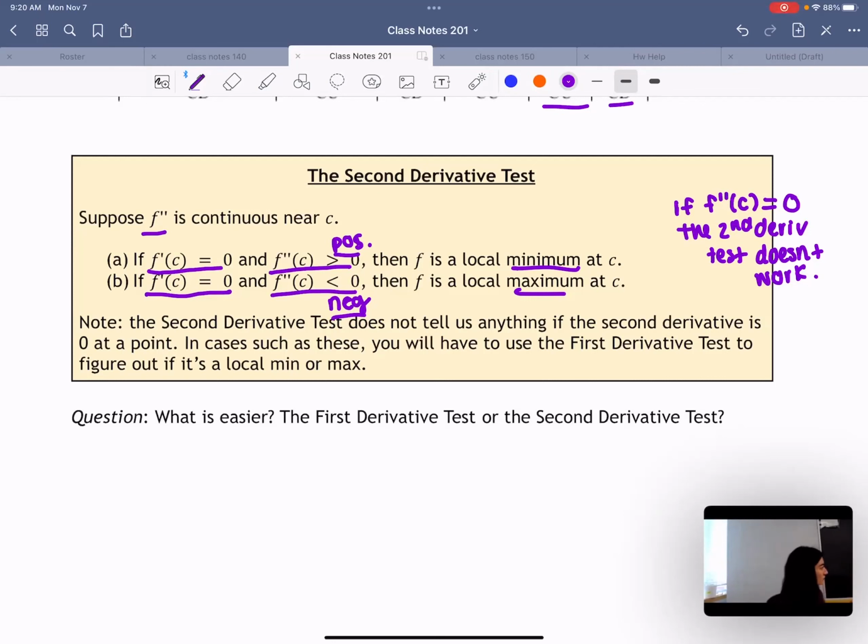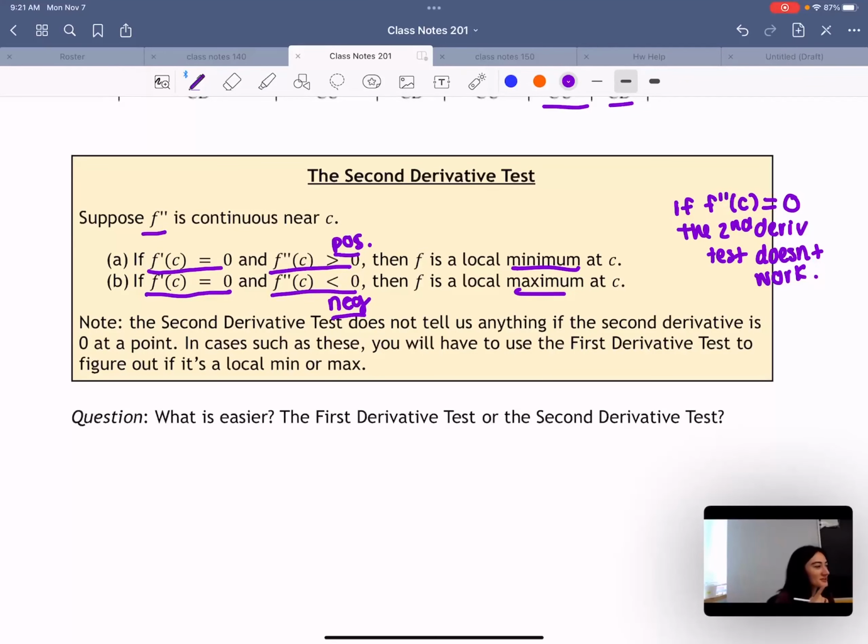I have a question for you. First and second derivative tests both tell us the same thing, tells us if we have a min or a max. Which one is easier to use? You still have to go through the first derivative to get to the second derivative, so technically the first derivative is most useful.